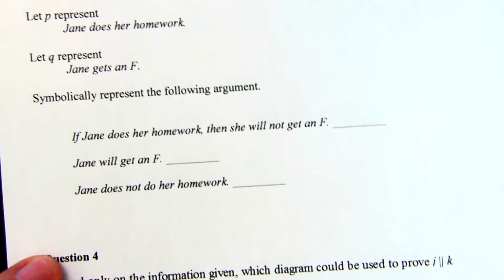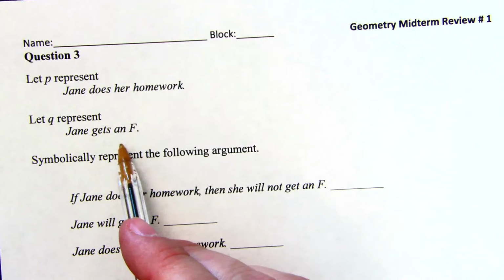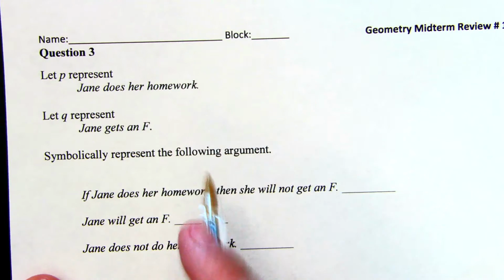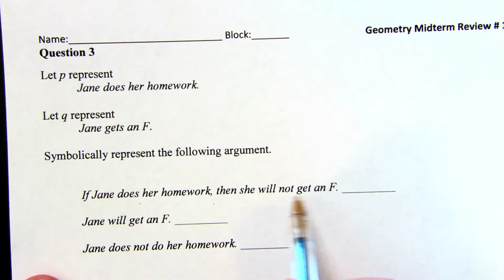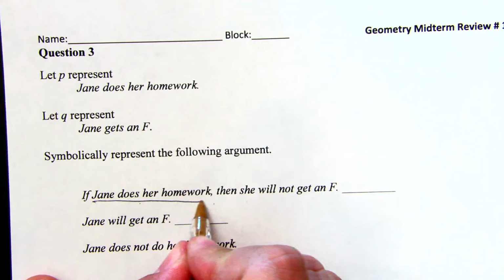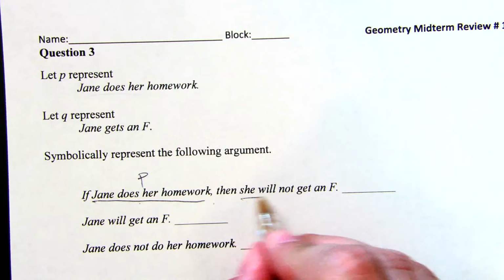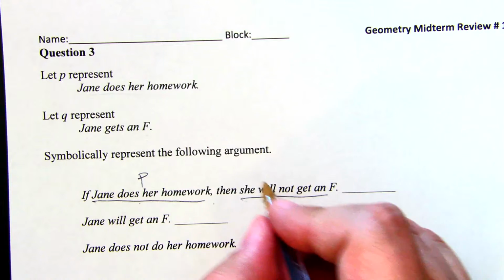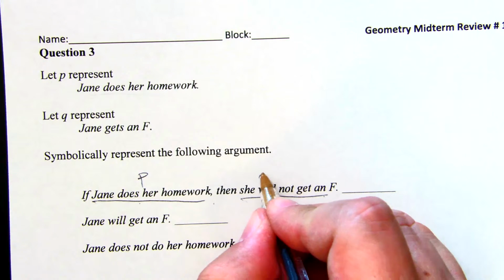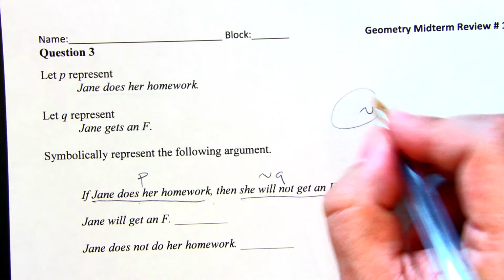Okay, so number 3. Alright, P is Jane does her homework. Q is Jane gets an F. Symbolically represent the following argument. If Jane does her homework, then she will not get an F. So, Jane does her homework. What is that? Well, that is P. That is exactly what P says. She will not get an F. What is that? Well, Q is she does get an F. So, she will not get an F would be not Q. Remember, our symbol for not is the little squiggly line.